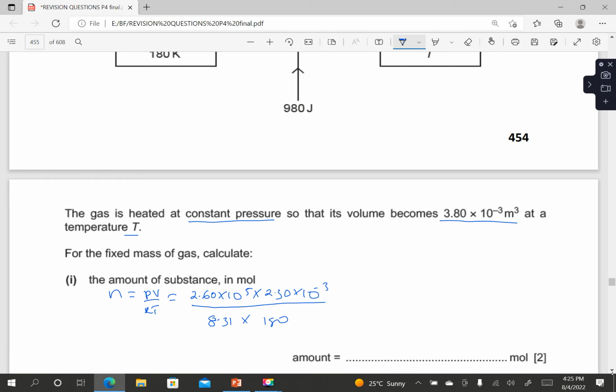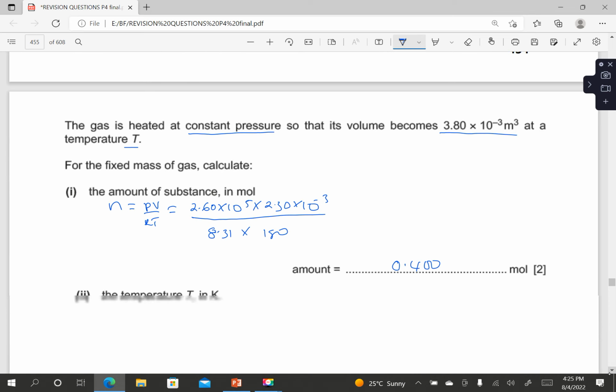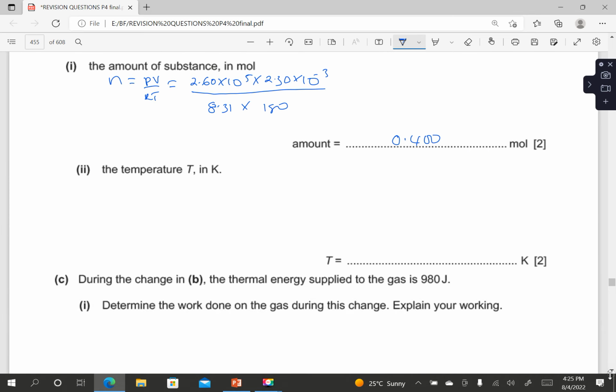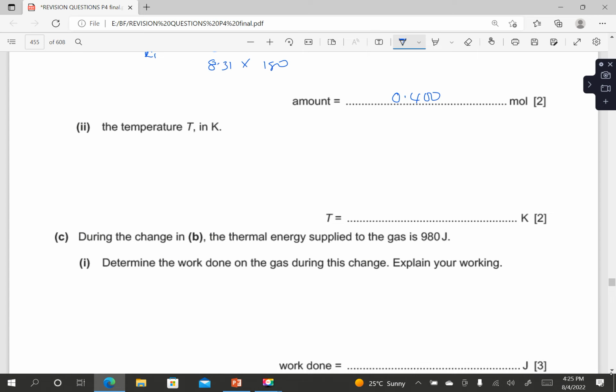Okay, so the number of moles is 0.400. I'll give it 3 significant figures. The temperature T in Kelvin. So we have seen pressure is constant. If pressure is constant, then volume is directly proportional to temperature.